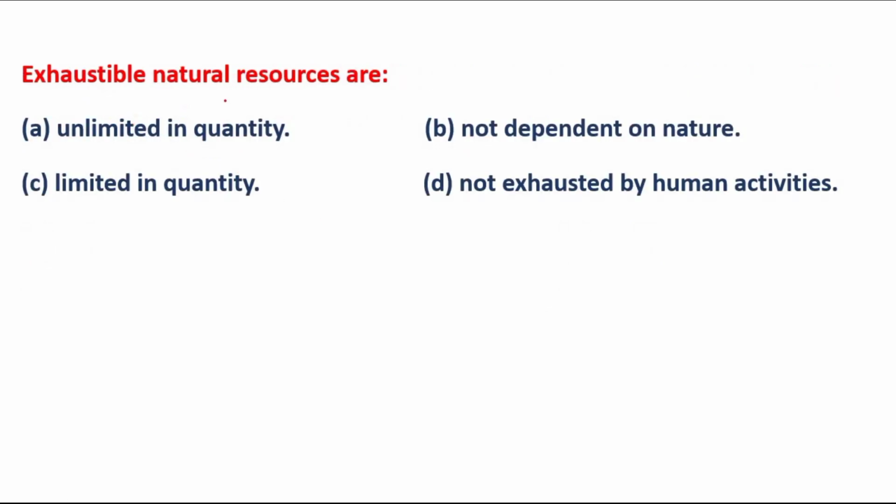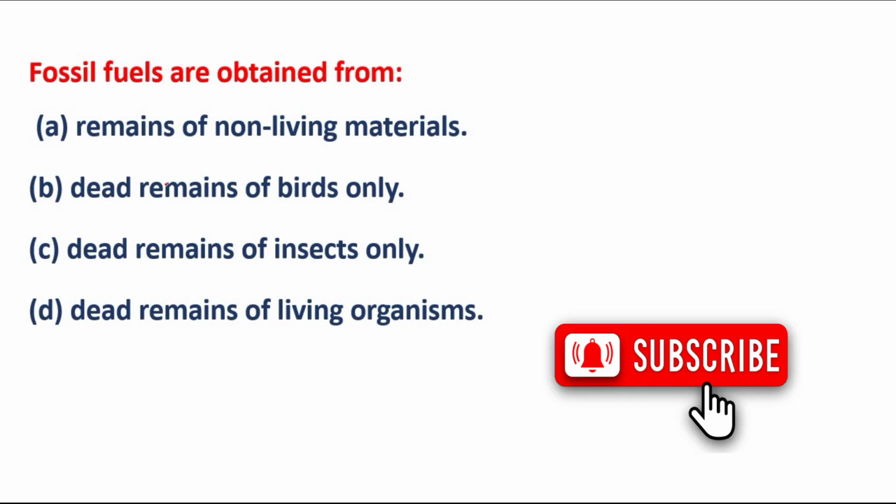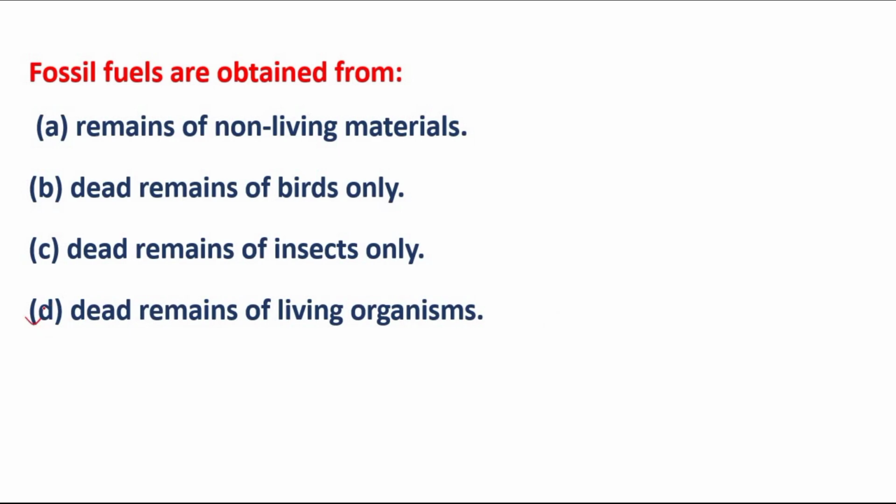We know that exhaustible natural resources are limited in quantity. Therefore, they should be replaced by modern methods of energy like solar and electric vehicles. Therefore, the correct answer is exhaustible natural resources are limited in quantity. Fossil fuels are obtained from, we know that fossil fuels are obtained from the dead remains of living organisms. Option D is the correct answer. They are obtained from the dead remains of living organisms.